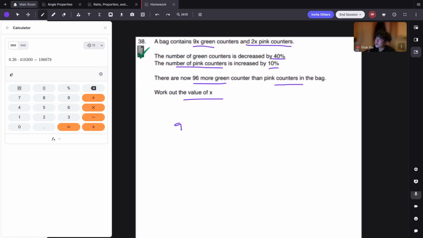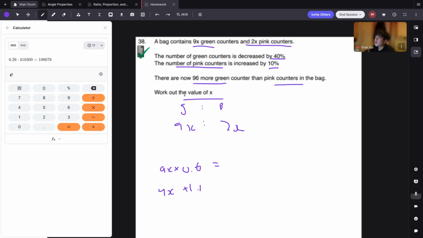So 9x green counters, and 2x pink counters. The number of green counters is decreased by 40%. So because it's decreased by 40%, it's going to be 9x multiplied by 0.6, because it's taking away 0.4, and this equals something. The number of pink counters is increased by 10% instead, so 2x multiplied by 1.1, because it's increased by 10%, which is adding 0.1.